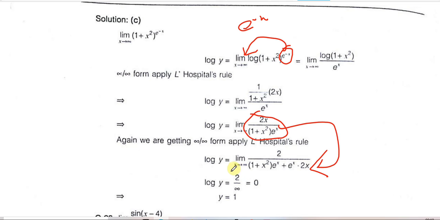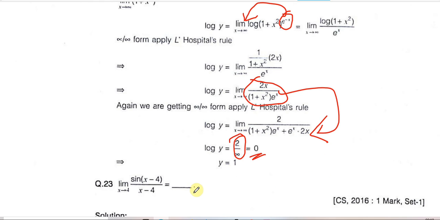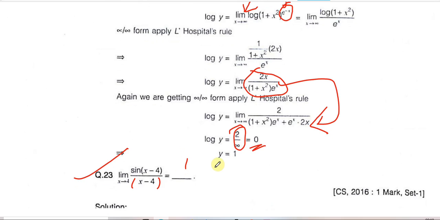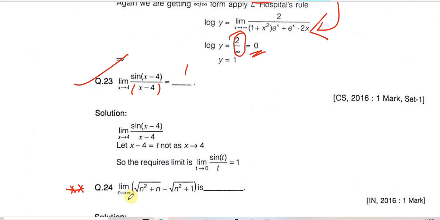Now 0 by 1 upon infinity form is there. 1 upon infinity is not an indeterminate form, so it will be simply 0. So first you need to remember whether it is an indeterminate form or not. The same question was repeated in Computer Science 2016 also. So the answer is one only. Yeah, this concept also you have to remember.